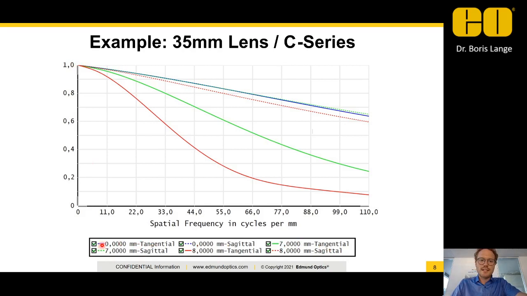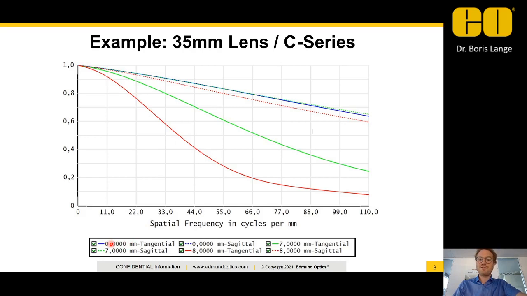The blue line is called 0 mm tangential and 0 mm sagittal. They happen to be on top of each other in this plot. The blue lines really represent what we call the 0 mm field, which is to say this is what's happening on the optical axis or in the very center of your image. Again, optics people think in terms of a coordinate system that has a 0 in the very center on the optical axis, and then we go out from that optical axis towards the corner of the image sensor.